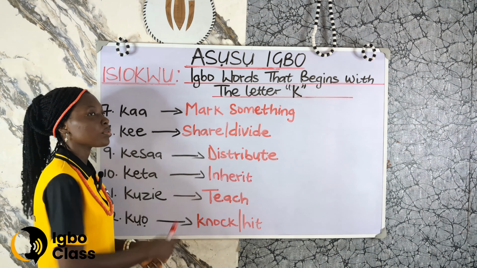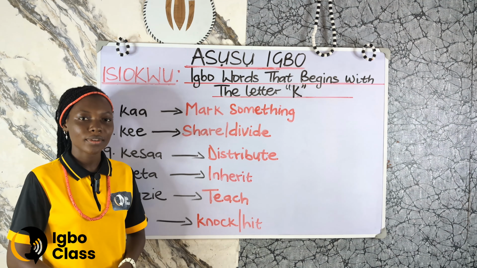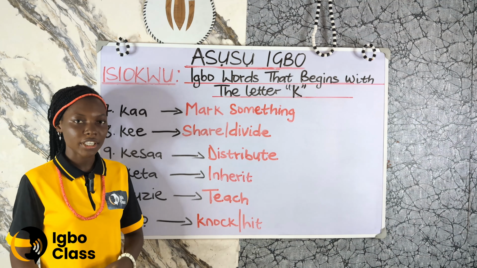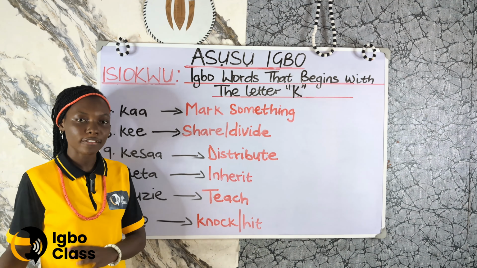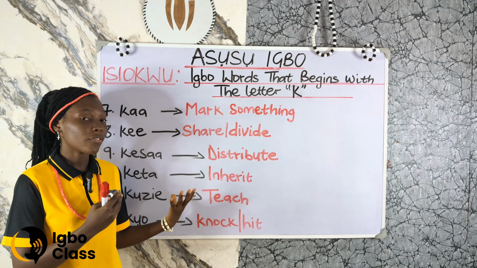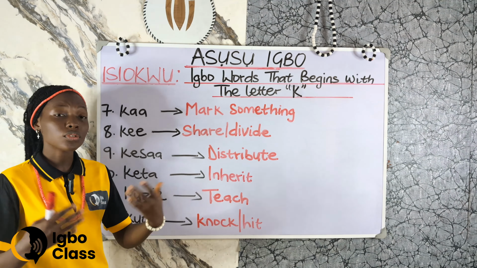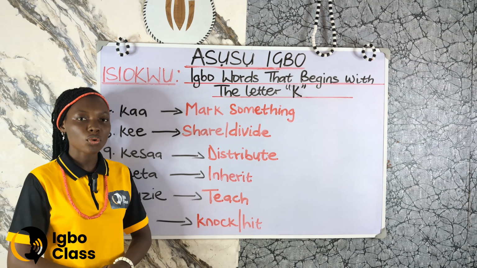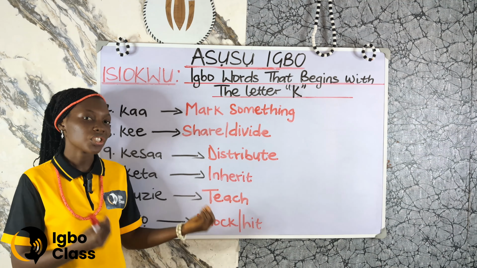Kesa ozi ahụ. Disseminate that information. So it can be for ozi, that is message, information, to disseminate it. Kesa can also be to distribute, to share stuff, to share things. Keta, to inherit. That is to get your own share.